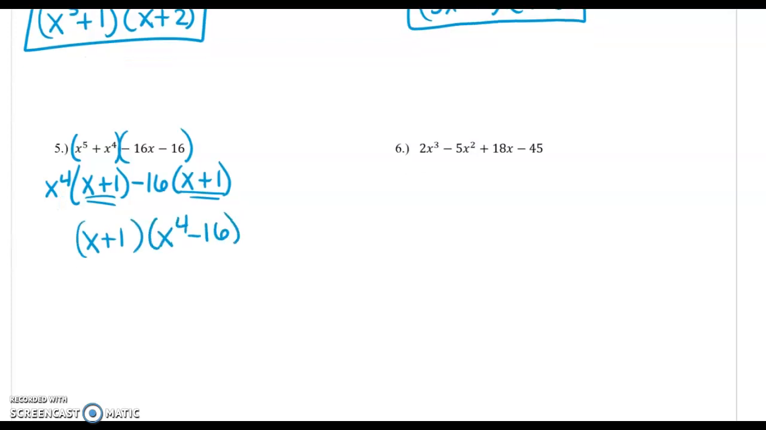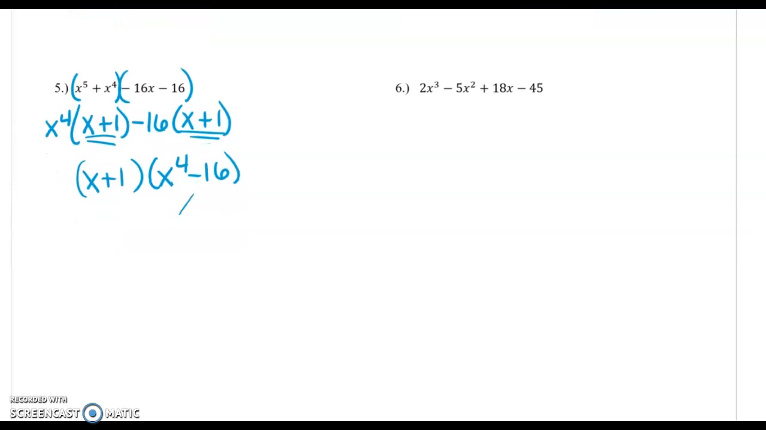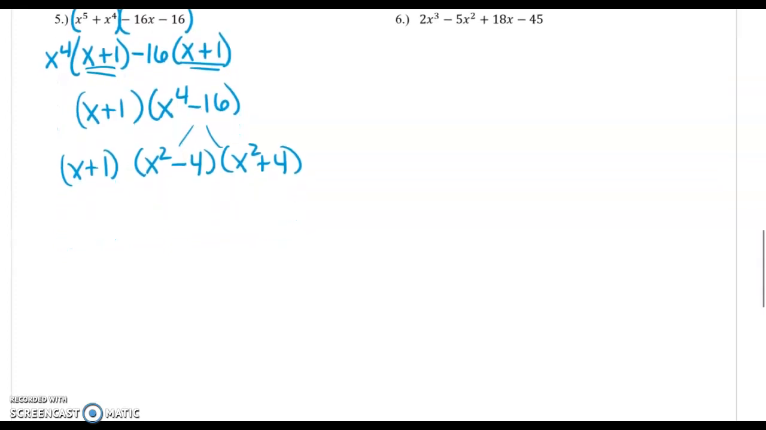So the fun continues, and we do difference of squares here. So hopefully you guys all did that. So we bring down our x plus 1. x squared gives us x to the 4th, and minus 4 plus 4 gives us the negative 16. Okay, so it keeps getting more and more fun. x squared minus 4 is still difference of squares. Okay, so we can do that more.